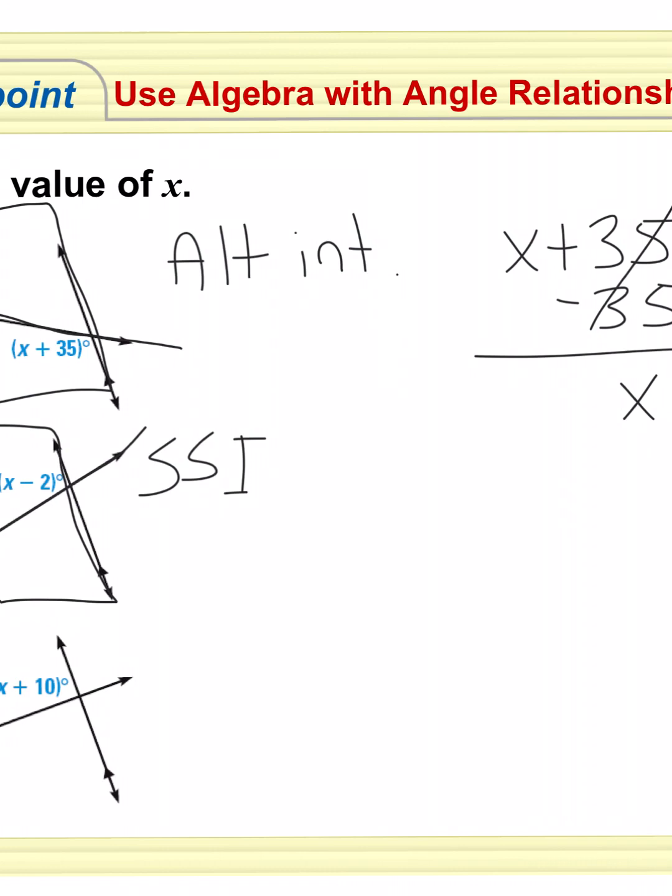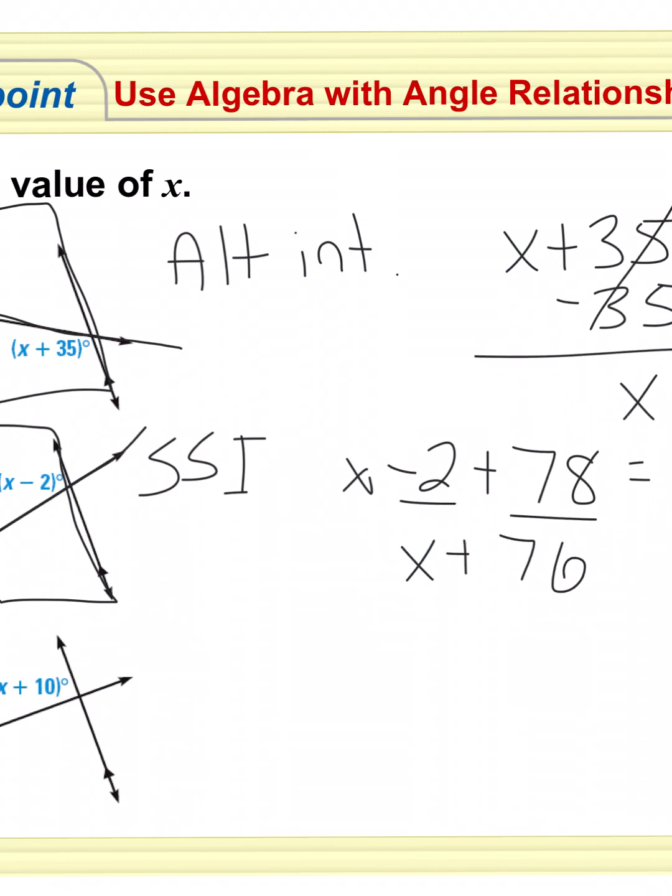They equal 180 together, so x minus 2 plus 78 equals 180. Combine like terms on that side, you have x plus 76 equal to 180. What is our last step? Minus 76. That gets you 104. x equals 104.